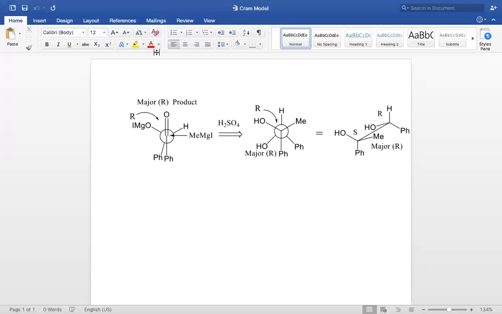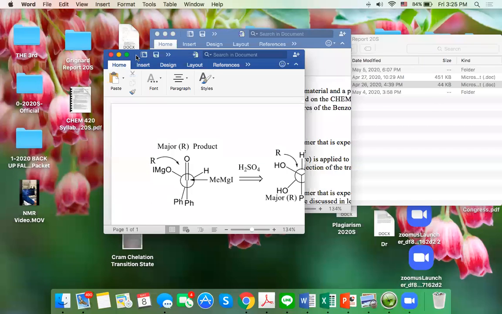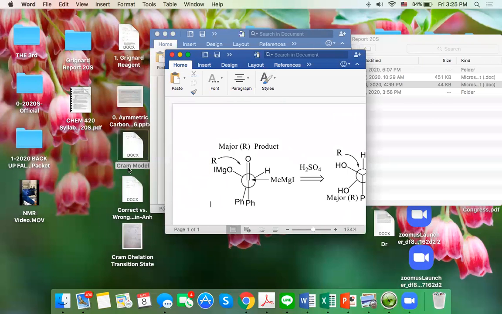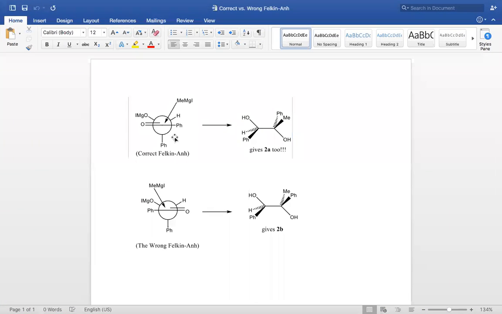Most people got this part right. People do have problem with the second model. Now, Lee-Lin, I want you to pay attention now, because I think there is a little bit small error in your transition state writing.